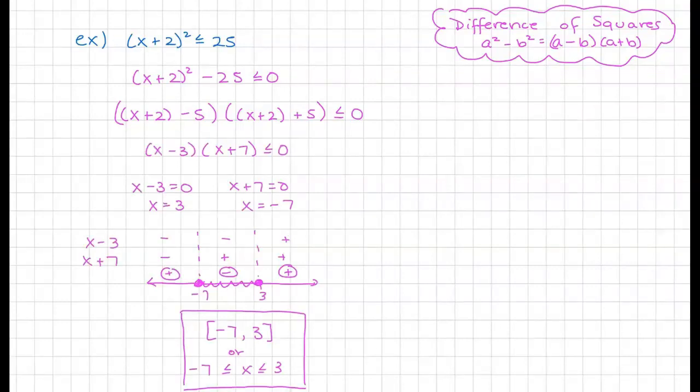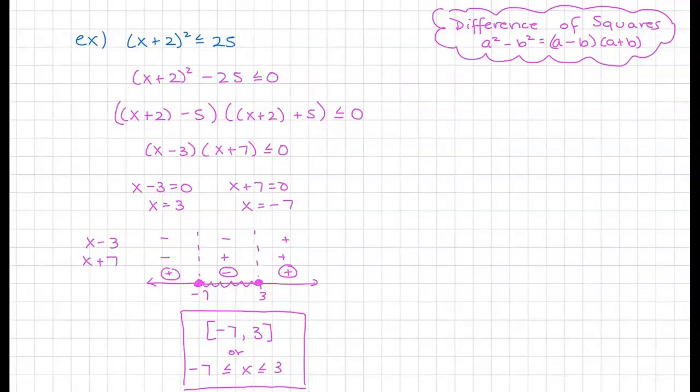All right, and here's the final answer. So there are a couple of things we could have done. One is just what I did here. So if you simplify each one of these factors, you get x minus 3 and x plus 7. And so that's easy enough to find the critical numbers. I made my sign chart.